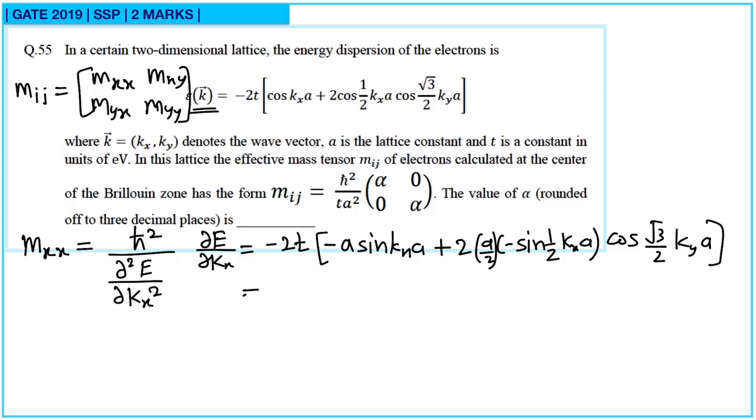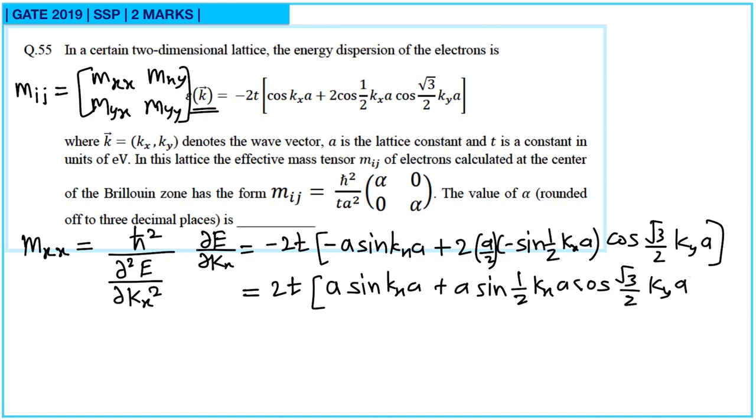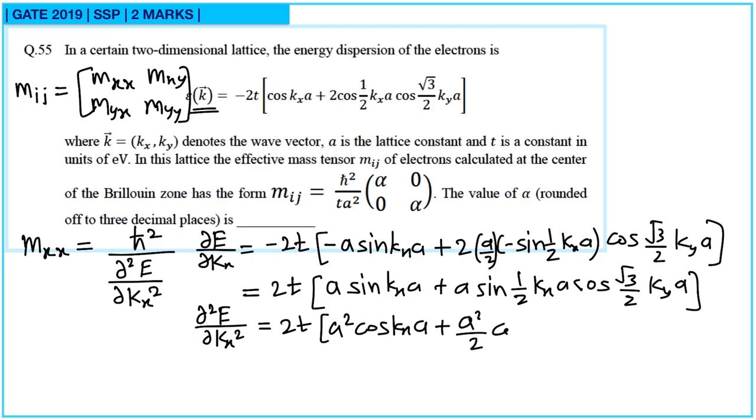So differentiating again, we can take this minus sign common throughout. So it will be 2t in bracket a sine kx a, this 2 and 2 will cancel out, plus a sine half kx a cos root 3 by 2 ky a. Taking the derivative again, dou 2E by dou kx square will be equal to 2t in bracket: this will be cos kx a into a square, plus a square by 2 will come out, so a square by 2 cos of half kx a, then cos of root 3 by 2 ky a.